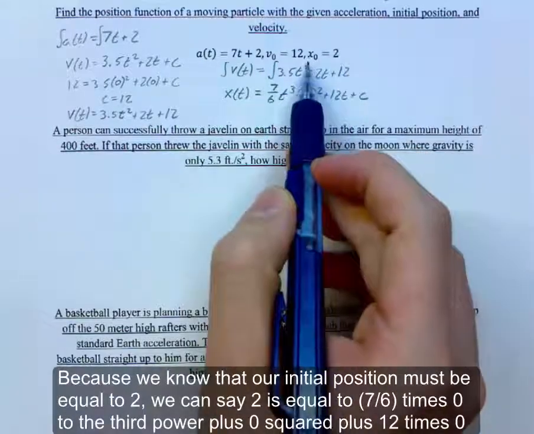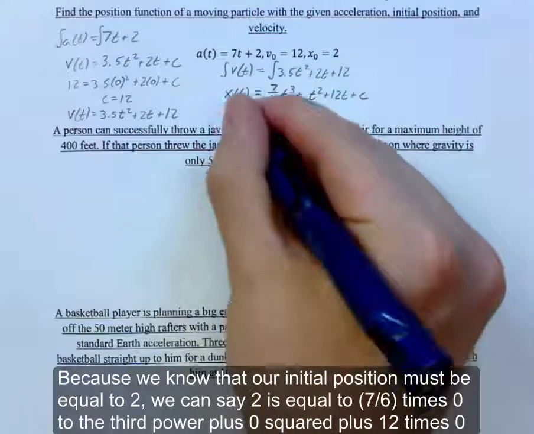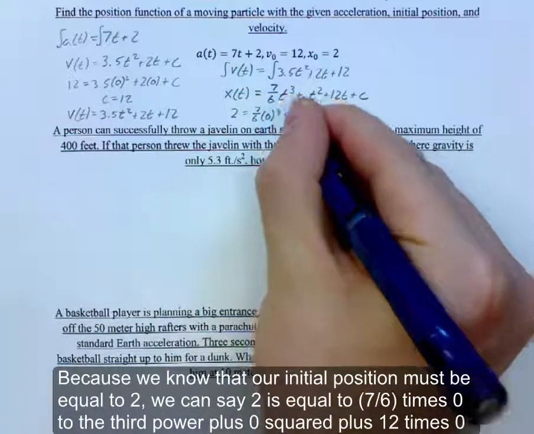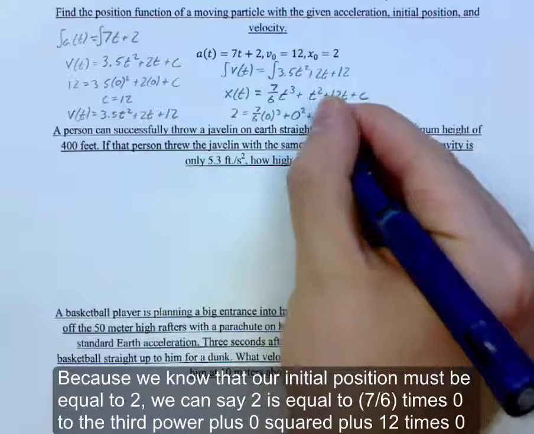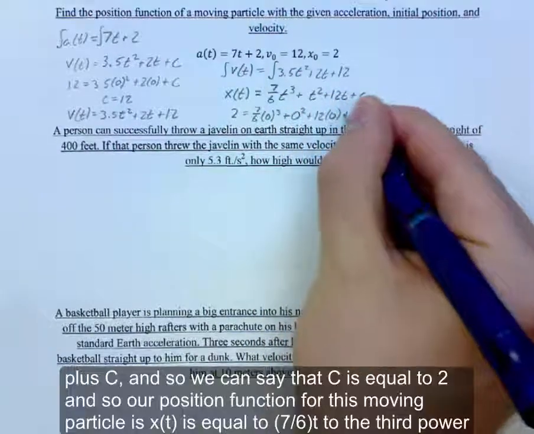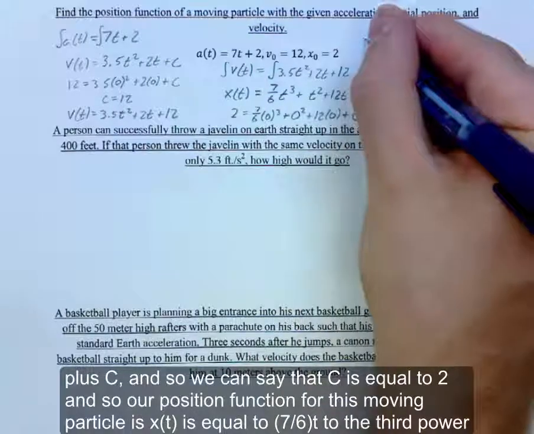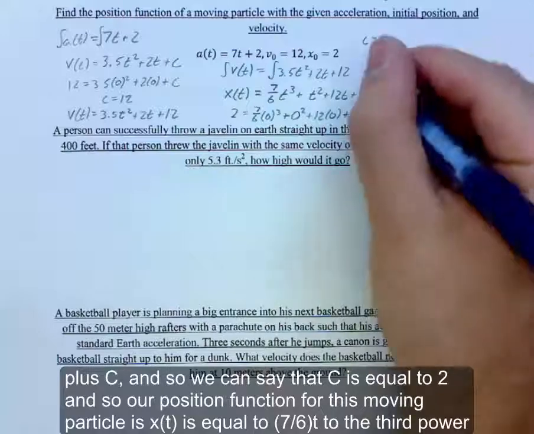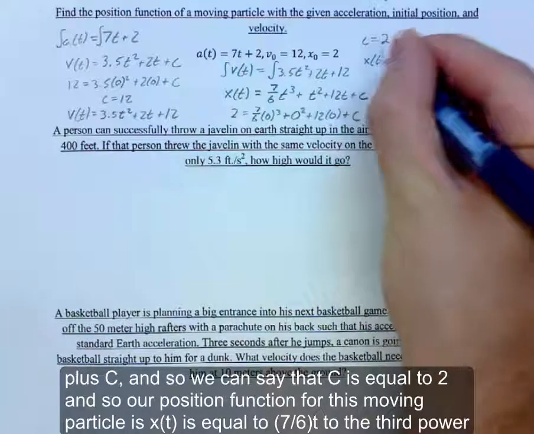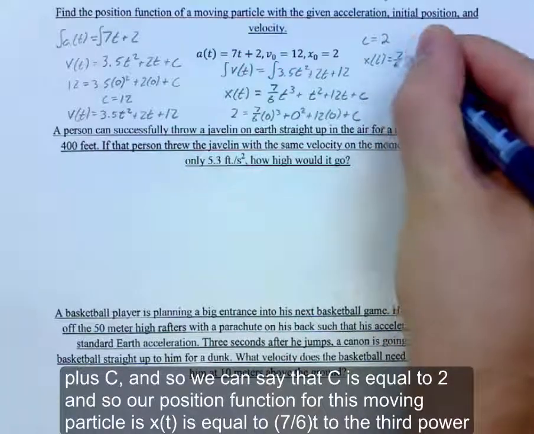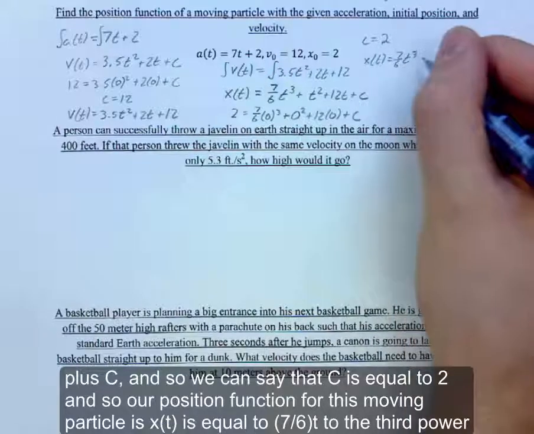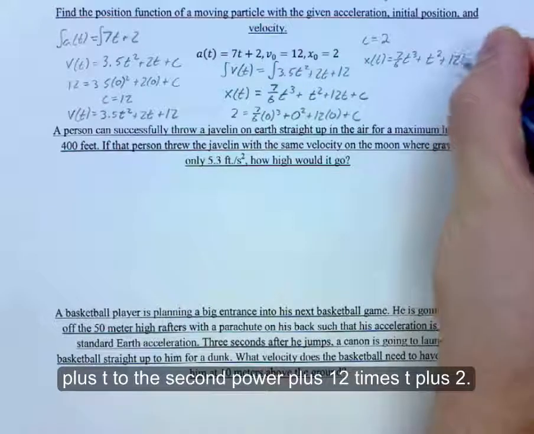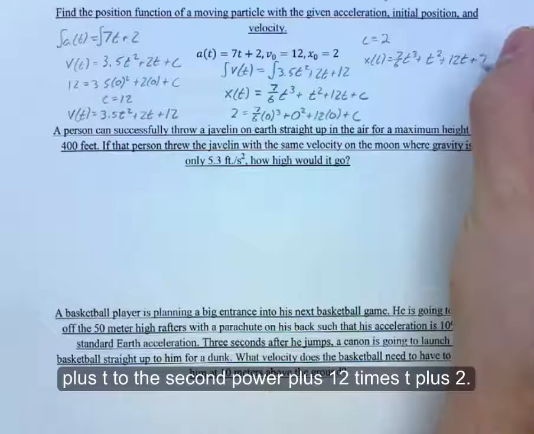Because we know that our initial position must be equal to 2, we can say 2 is equal to 7 over 6 times 0 to the third power plus 0 squared plus 12 times 0 plus c, and so we can say that c is equal to 2. And so our position function for this moving particle is x of t is equal to 7 over 6 t to the third power plus t to the second power plus 12 times t plus 2.